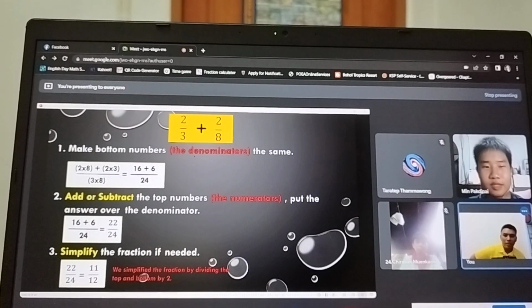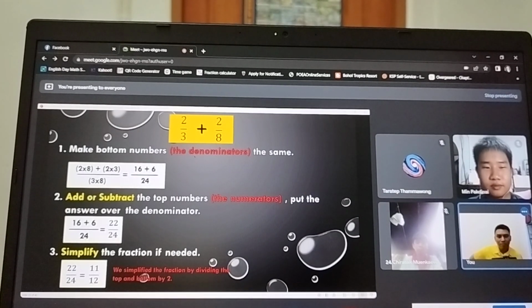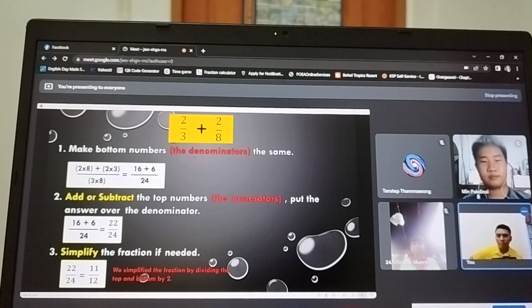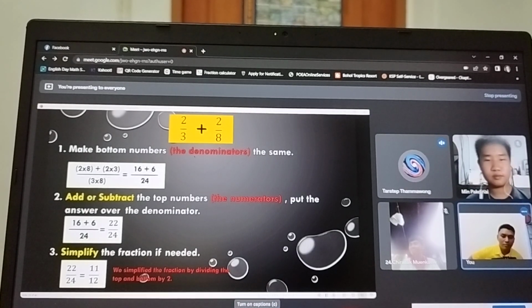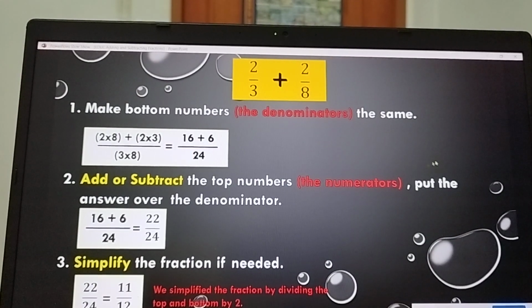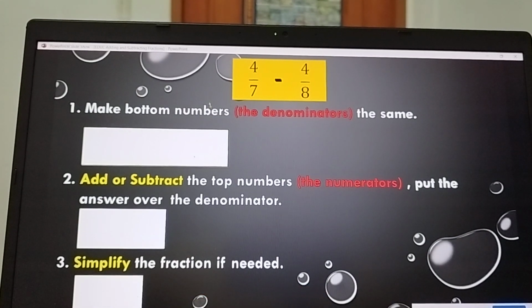Next, let me call Taratip. Yes, teacher. Okay, let's try another example. This one is subtracting fractions. 4/7 minus 4/8. The same numerator but different denominators. Step 1. What to do?